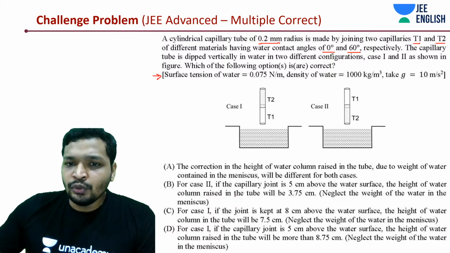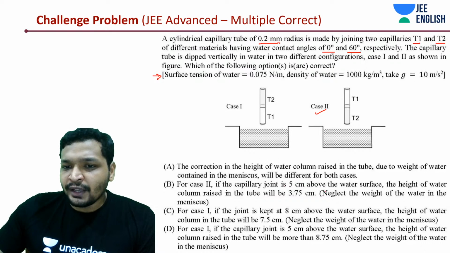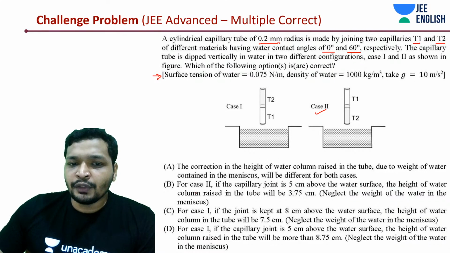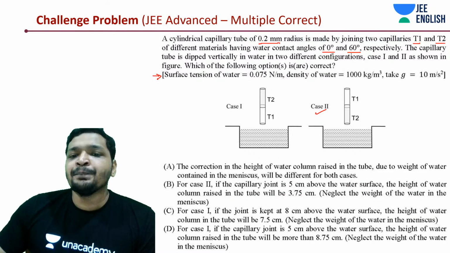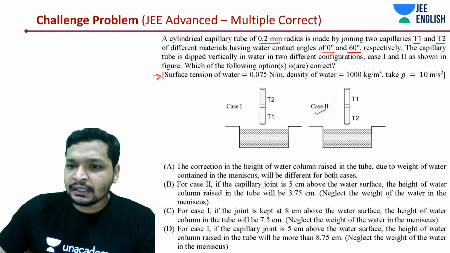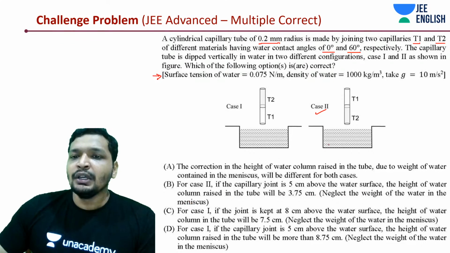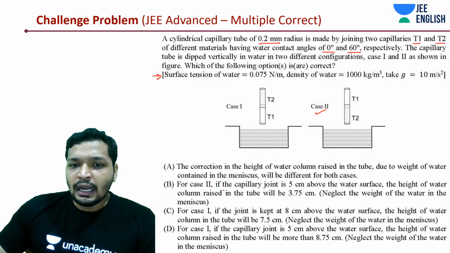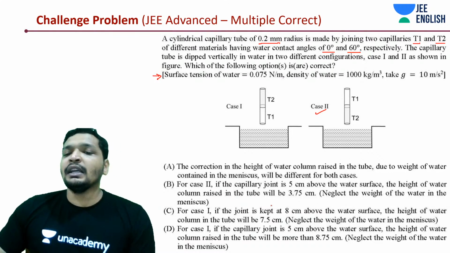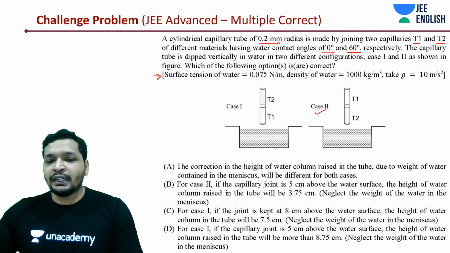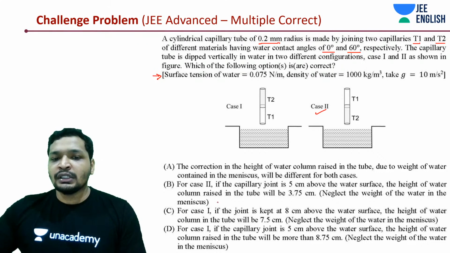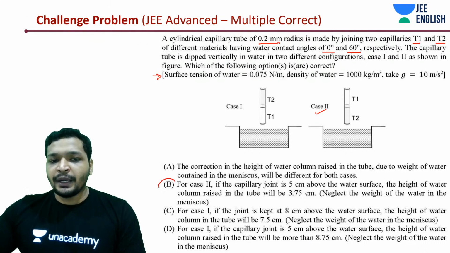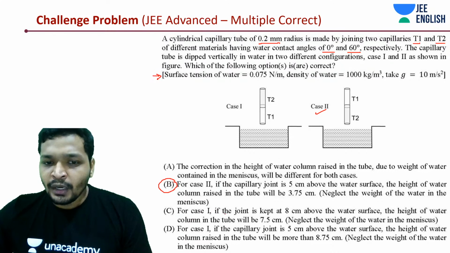And for case 2, if the capillary joint is 5 centimeters above the surface of water, the height of the water column raised will be 3.75 centimeters. Neglect the weight of the water in the meniscus. Basically T2 is creating everything, and we need to analyze what will be the height of the water raised. We haven't yet calculated, so hold on. This is something that we need to do. Pending.